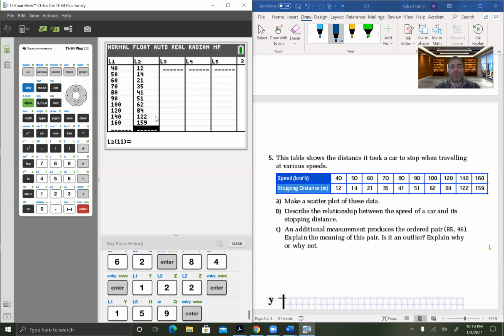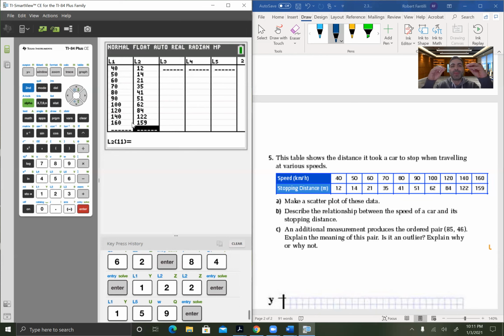Okay. Now, one of the most important things you want to check is, now that I've entered the data, take a look here. I'm noticing that 160 and 159 line up. I want to make sure that happens. If you made a mistake and there's too many in list 1, for example, and less in list 2, what's going to happen later when you go to graph the information is the calculator is going to say error, dimension mismatch.